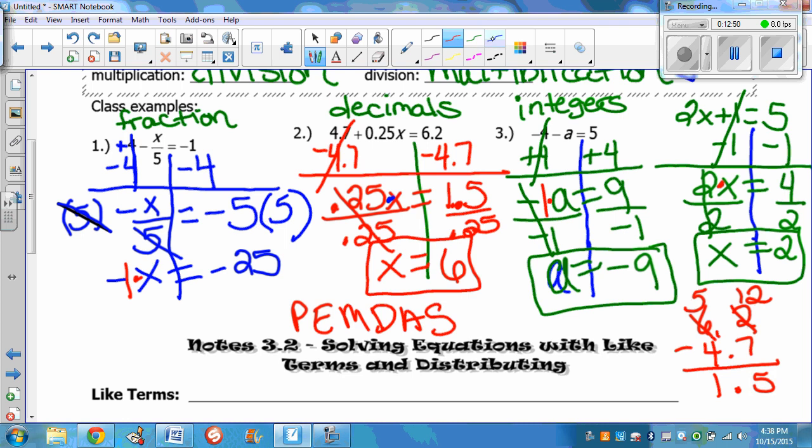So how do I undo that multiplying by negative 1? I've got to divide by negative 1. Negative 1 divided by negative 1. Anything divided by itself is 1. So I'm left with x equals negative 25 divided by negative 1, which gives you a positive 25. Put a box around, highlight, or circle your answer.